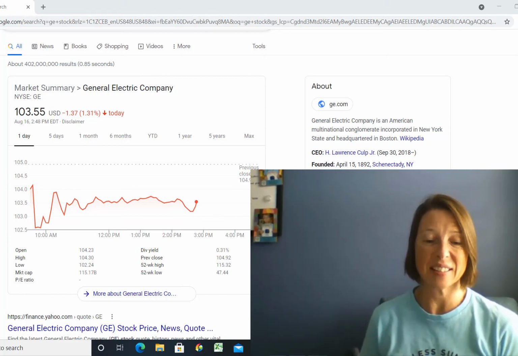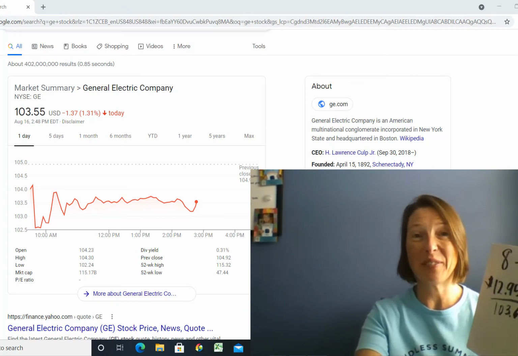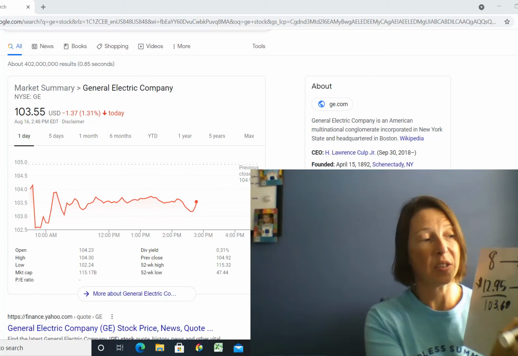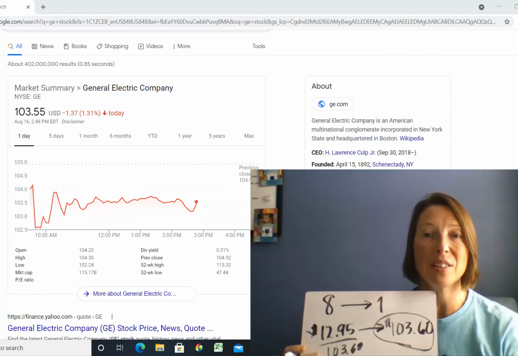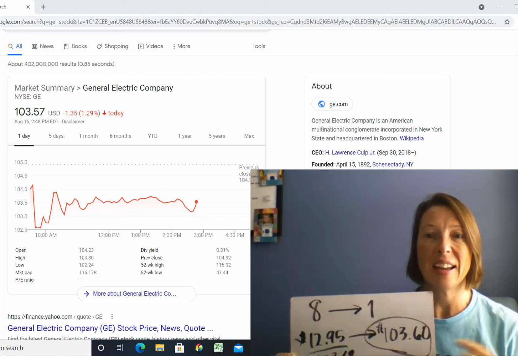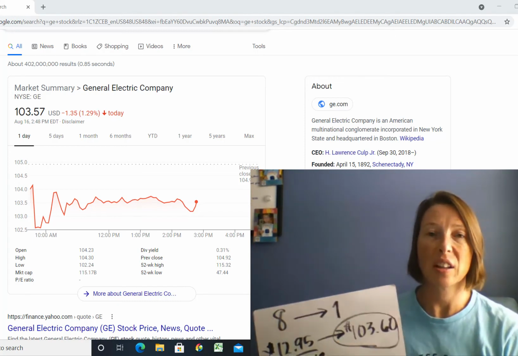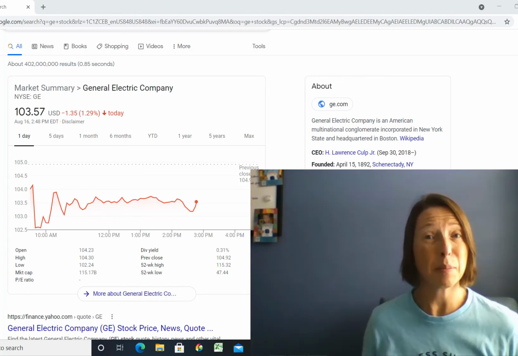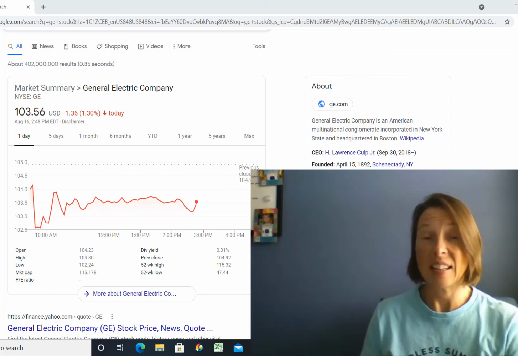But what it also does is it moves the stock price from this $12.95 amount to the $103.60. So when they look at what their competitors are doing in the same field, like Honeywell and things like that, they're in the 3 digits, which means over $100. And so now they're aligned better from an industry standpoint.